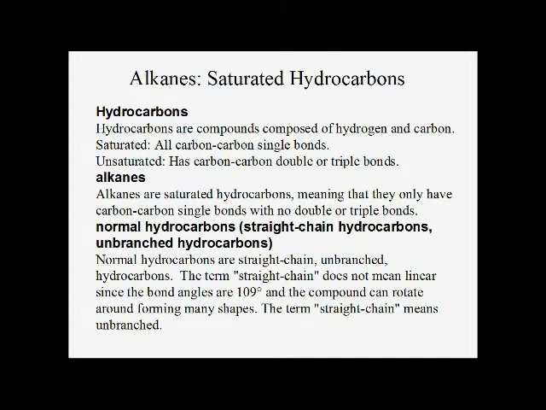Straight chain doesn't mean linear. There's a bond angle of 109 degrees between every carbon, so the chain can roll around and take different shapes, even though it looks straight when you write it out on paper.